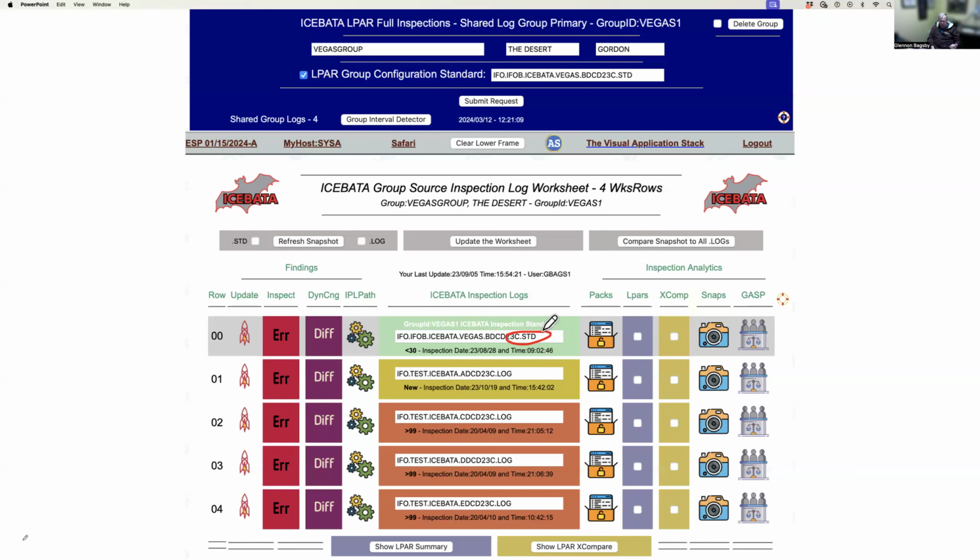If they're unique, don't compare them. If they're common, do compare them and tell us they don't match the standard.